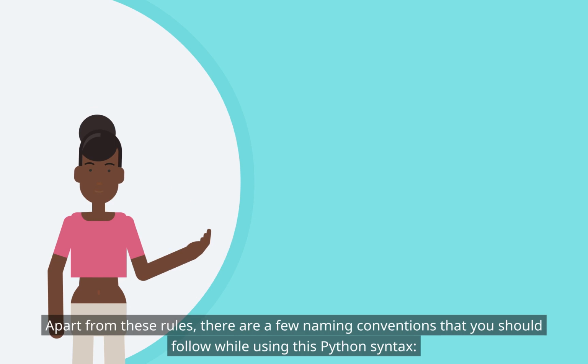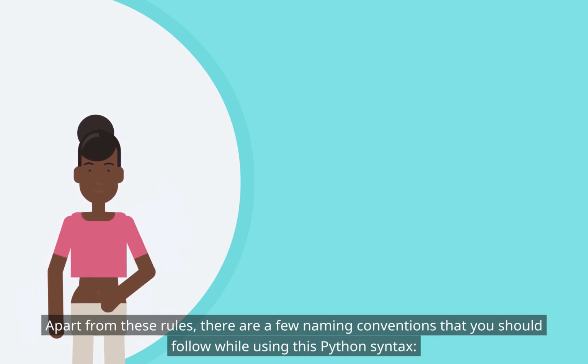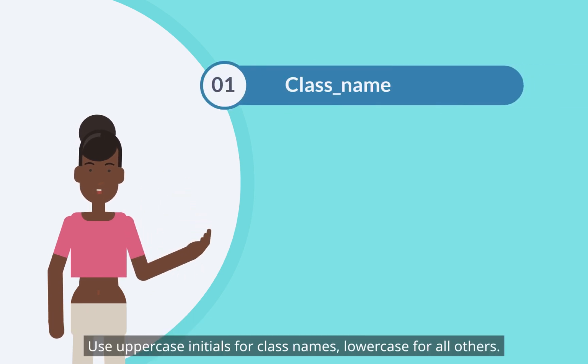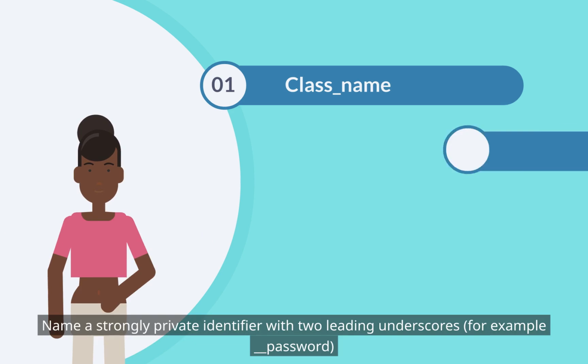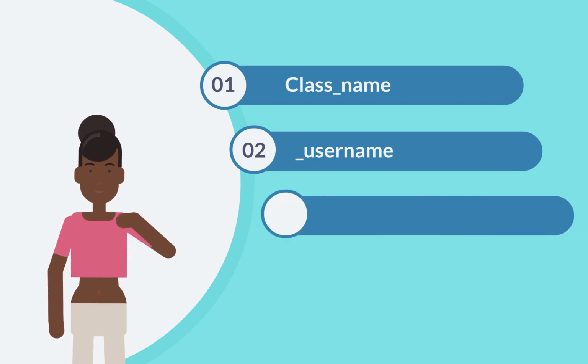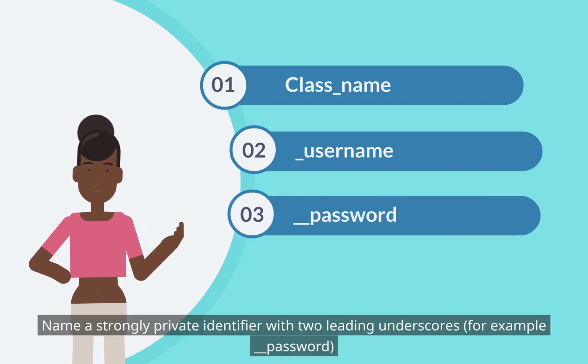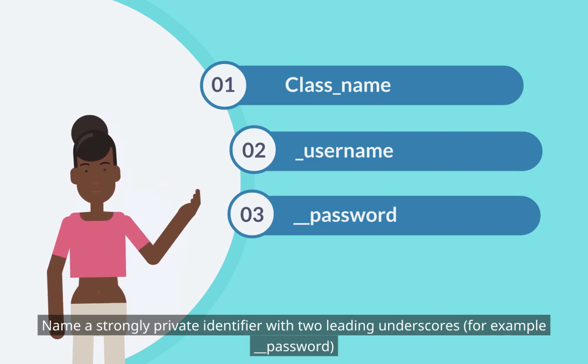Apart from these rules, there are a few naming conventions that you should follow while using this Python syntax. Use uppercase initials for class names, lowercase for all others. Name a strongly private identifier with 2 leading underscores, for example __password.